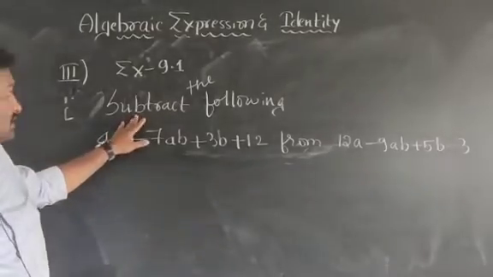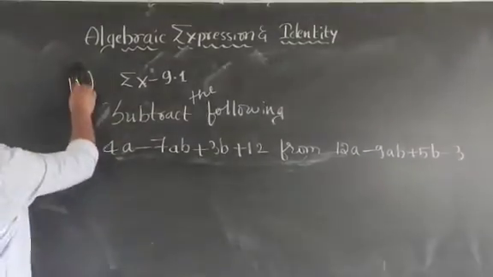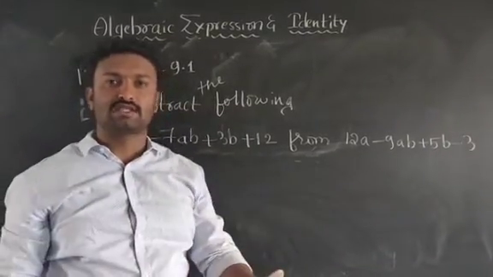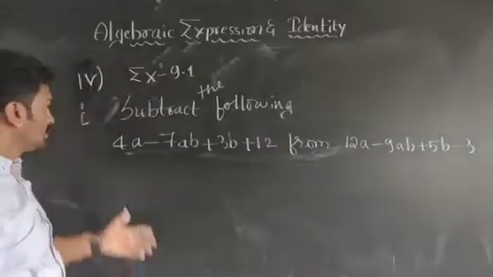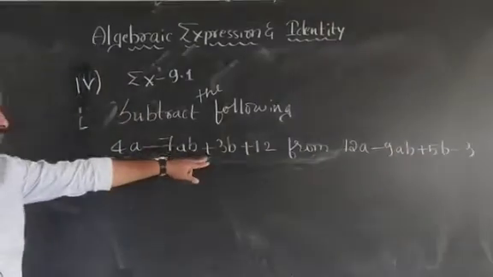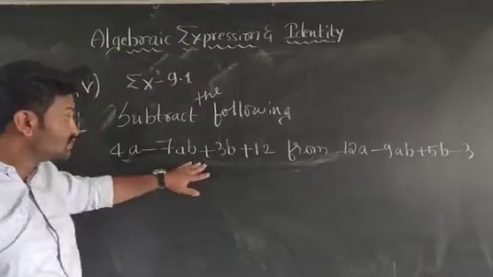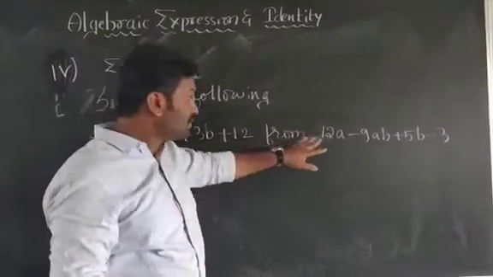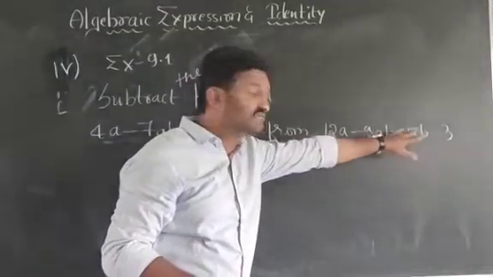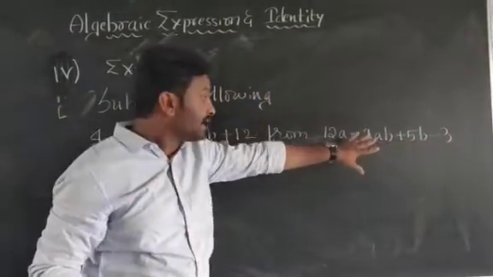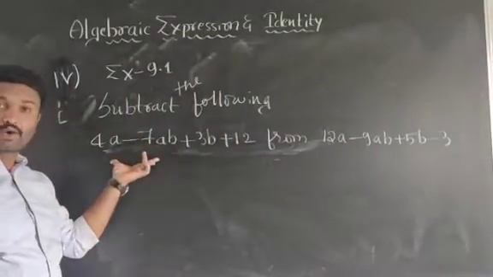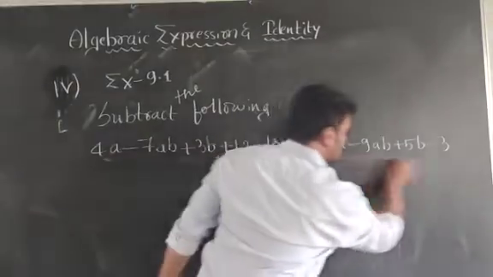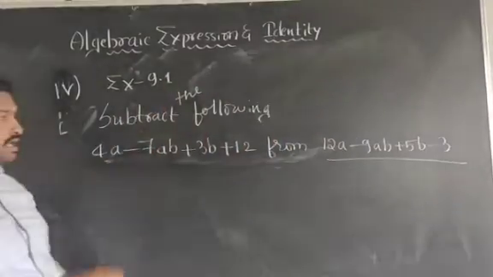Okay, next one is the fourth question. Subtract the following. Here I will do one thing, we will group like terms first. 4a minus 7ab plus 3b plus 12. This one we have to subtract from 12a minus 9ab plus 5b minus 3. In this one, we have to subtract this. I'll do one thing, grouping like terms.